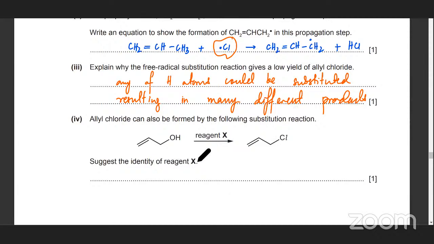And then, allyl chlorides can also be formed by the following substitution reaction. Suggest the identity of the reagent X. So the OH has to be substituted by Cl. This is going to be PCl3 plus heat. But the question only asks for the reagent, not the conditions. It could also be SOCl2. It could be PCl5 as well. So the OH is going to be substituted by Cl.